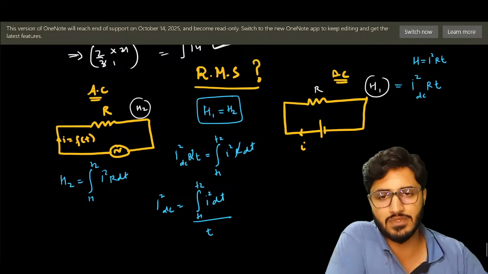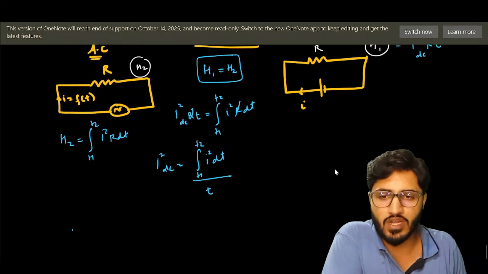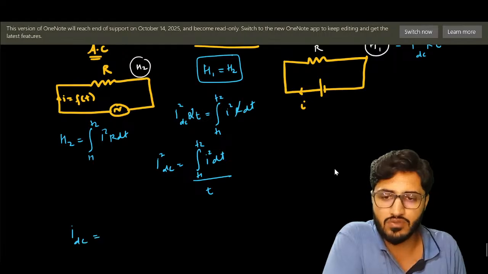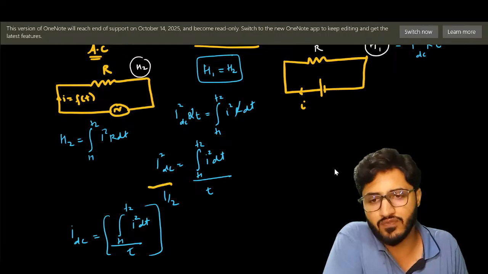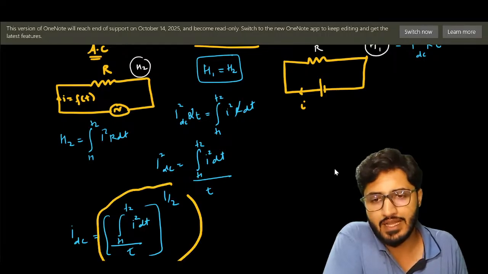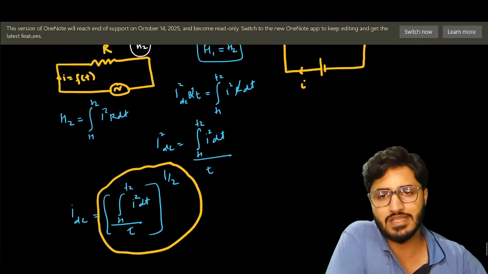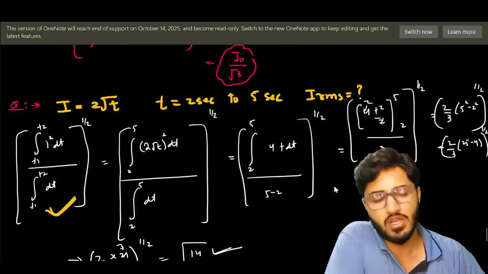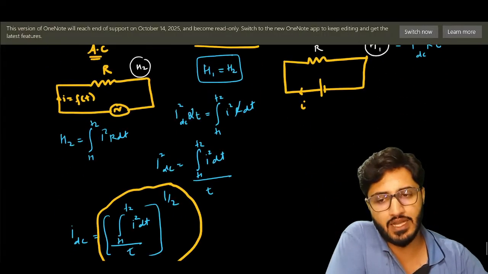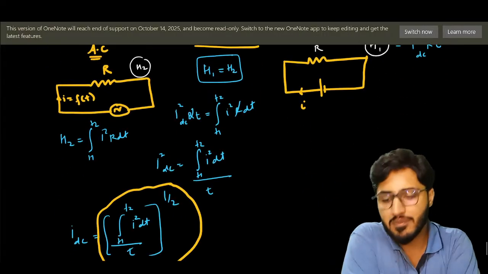Then the next step is to take the square root on both sides. So I can write I_DC equals the integral from T1 to T2 of I squared dt divided by T, then to the power 1 by 2. Now you can see this particular thing is the same as this function.